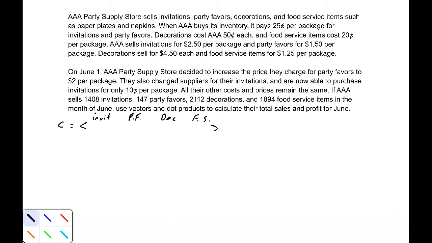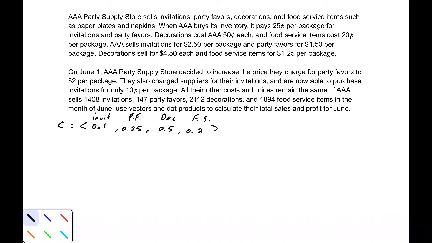So the cost of invitations was 25 cents per package. Now it is 10 cents per package, so 0.1 is the first component of the cost vector. Party favors did not change, so that's still 0.25 in the second component. Decorations cost 50 cents per package, so 0.5. And food service items for my final component is 0.2.